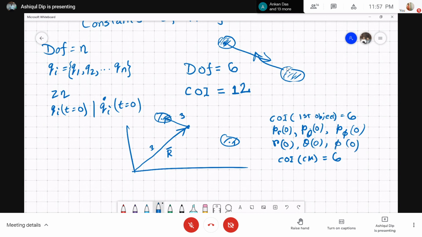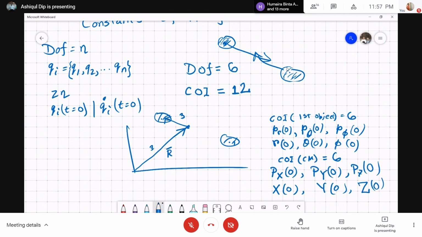And for the center of mass, we will write big P of x, the x coordinate at time 0, y at time 0, and z at time 0, and then the momenta at 0 as well. So these 12 constants we need to show in our solution finally. If your solution doesn't include those 12 constants, then your solution is not complete. You're missing something.